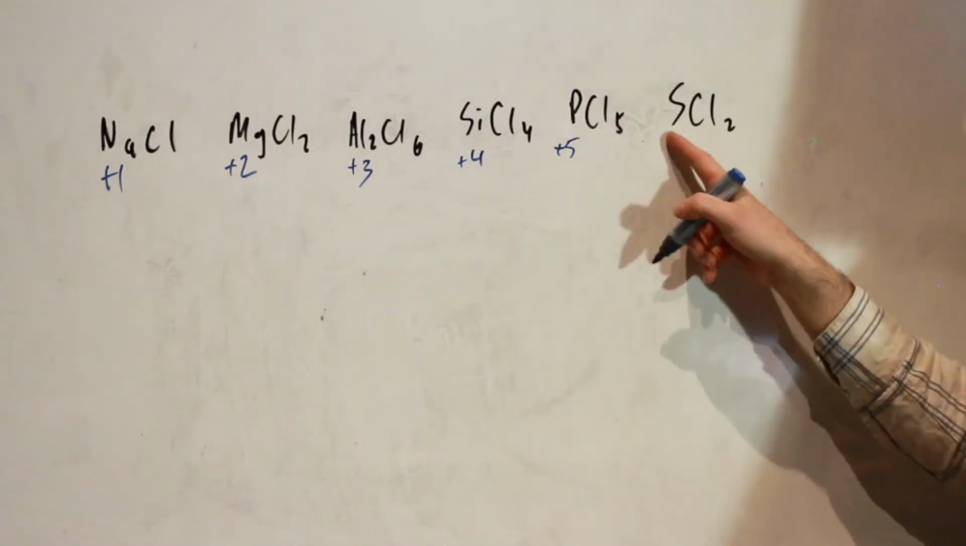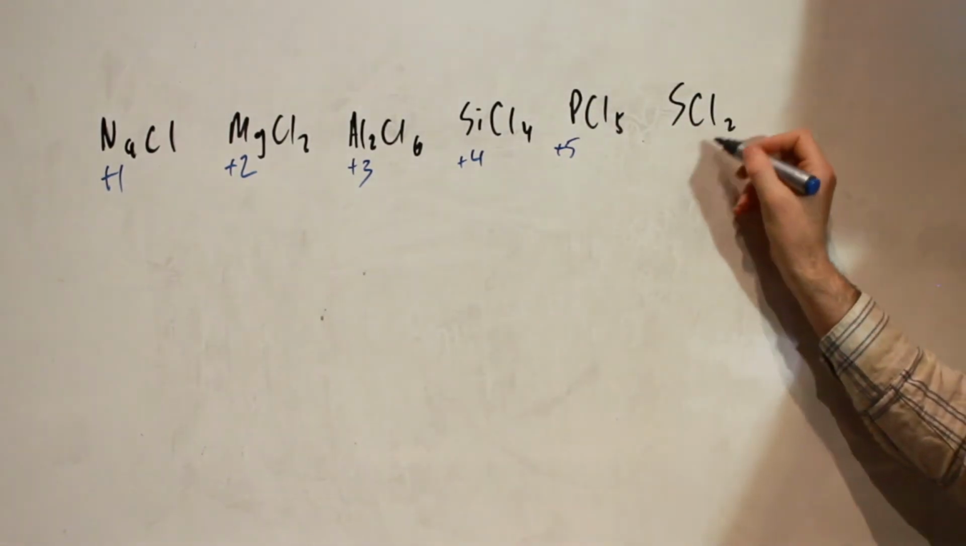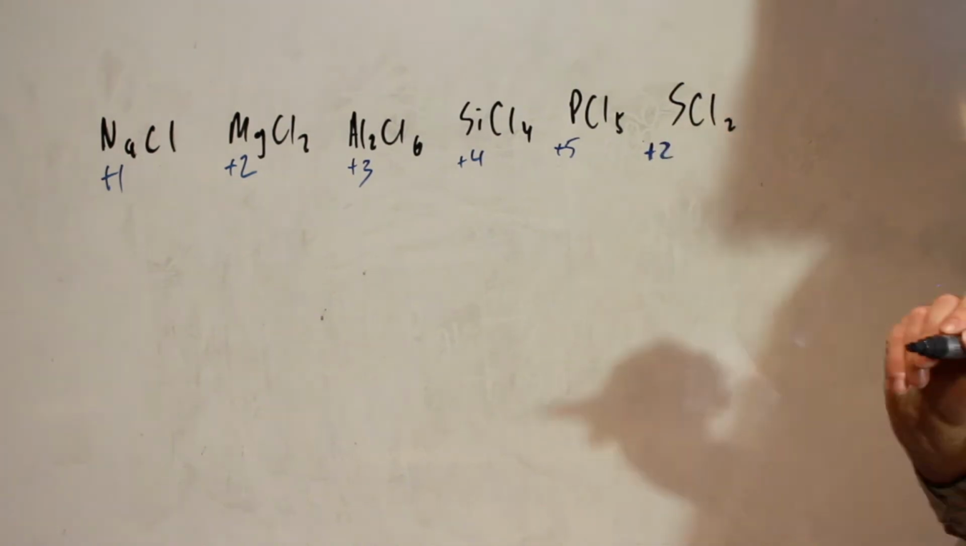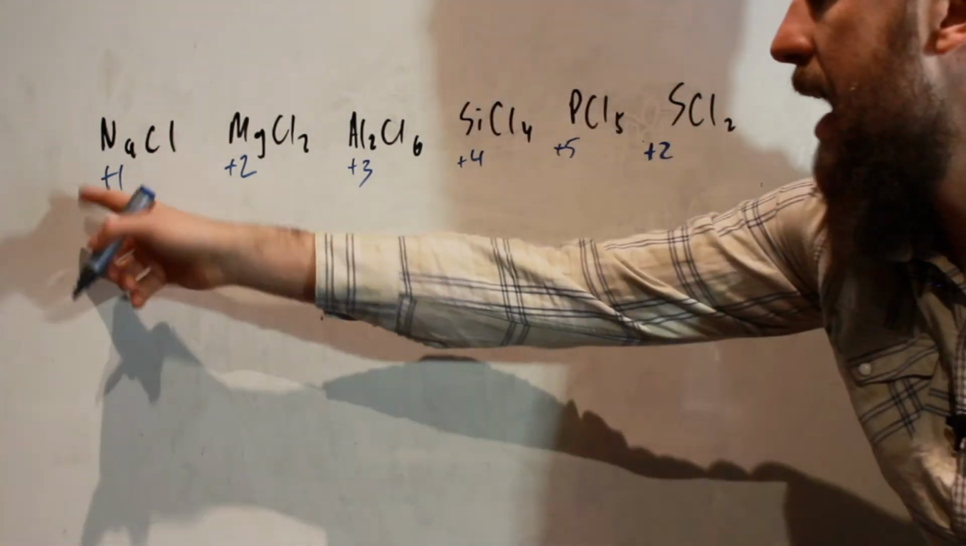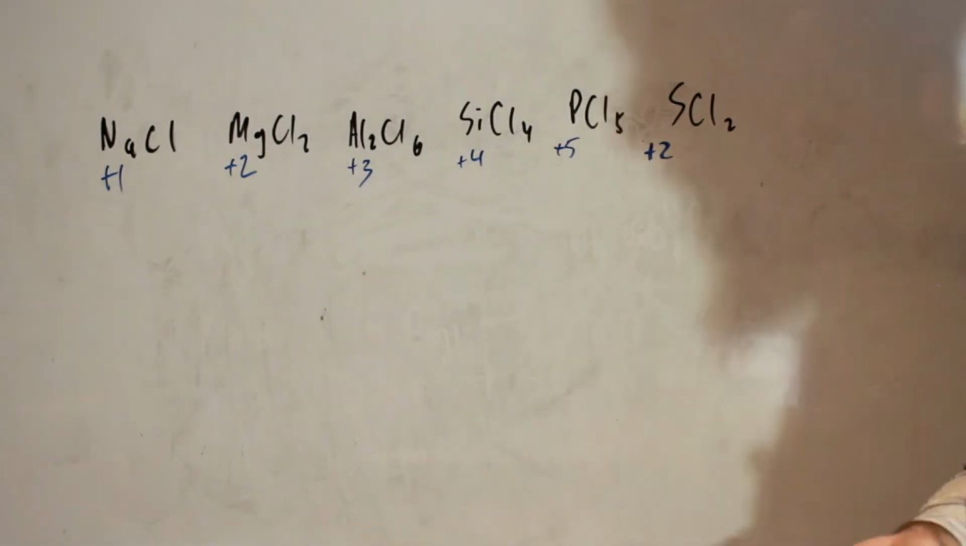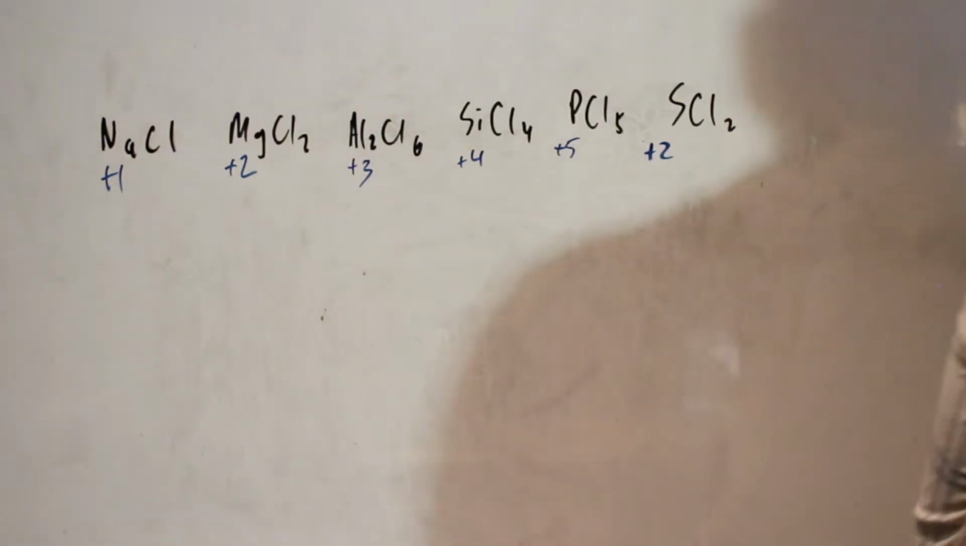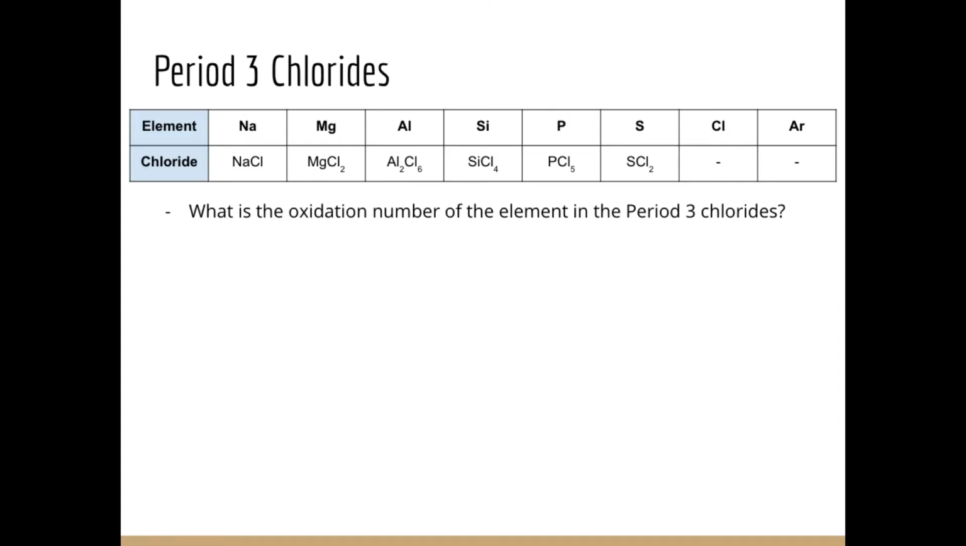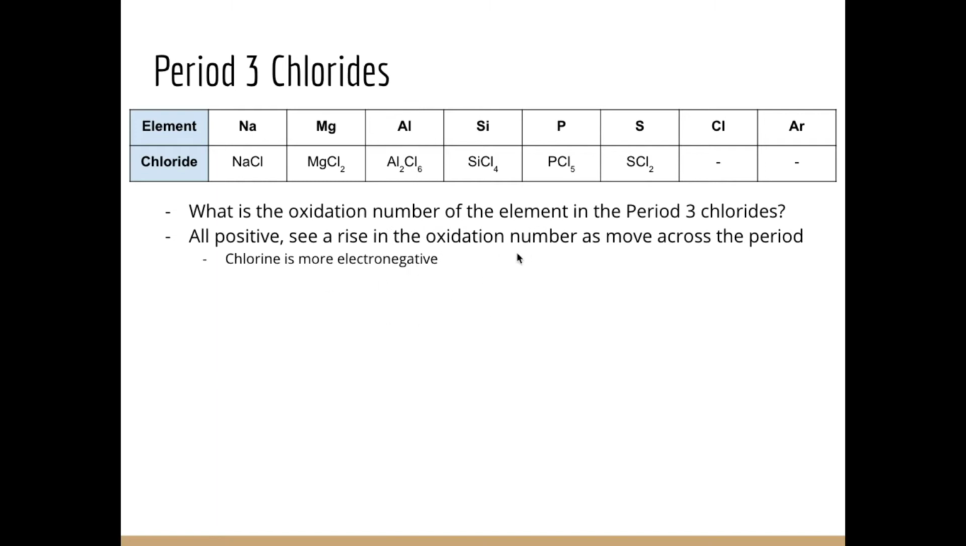Then we get to the sulfur, where it's going to be -2, we go down to +2. We had a pretty clear trend going up to the phosphorus, but then we have a very small number for the oxidation number of the chloride of sulfur. Let's have a little deconstruct of why that is. So we saw all positive. We see a rise in the oxidation number as we move across the period.